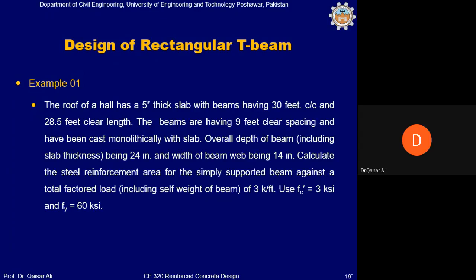There is a roof of a hall which is 5-inch thick slab with beams having 30 feet center to center and 28.5 feet clear length.